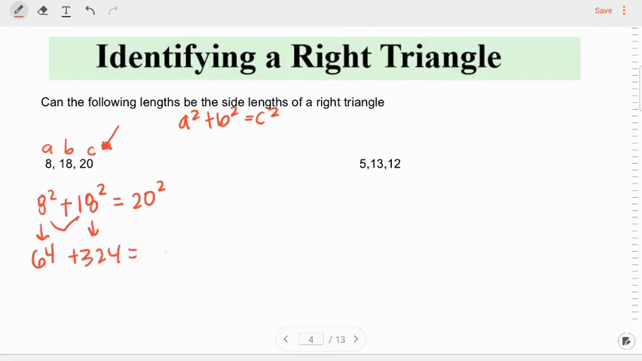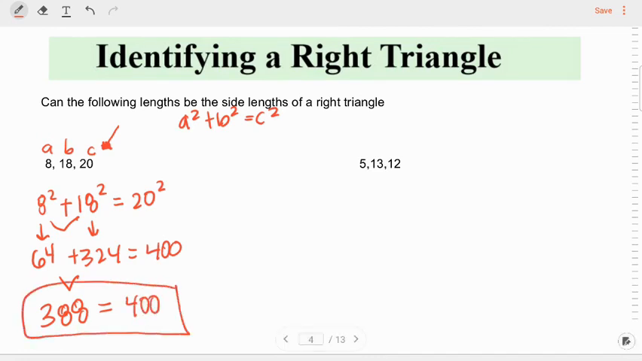Equals 400. We did that on a similar problem. 20 times 20 is 400, and you can test that in your calculator. If I add them together, I get a grand total of 388 equals, now 20 squared was 400. Are these the same? No, they are not. So this is not a right triangle.